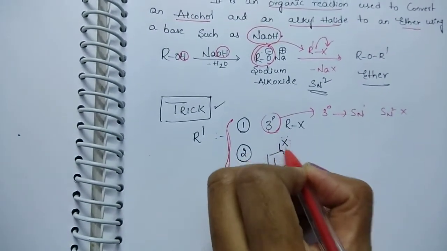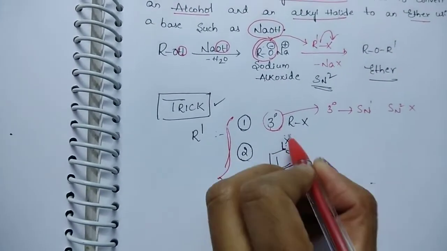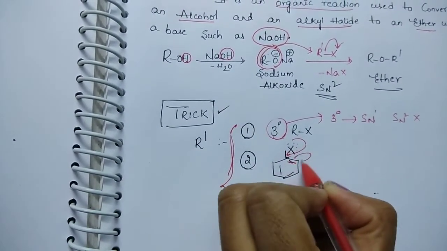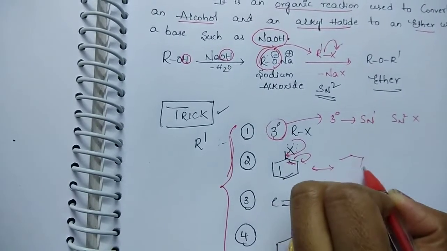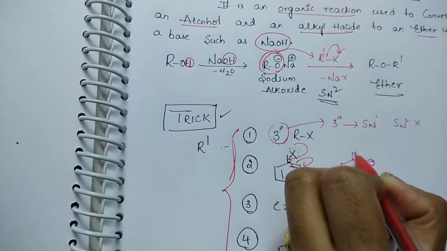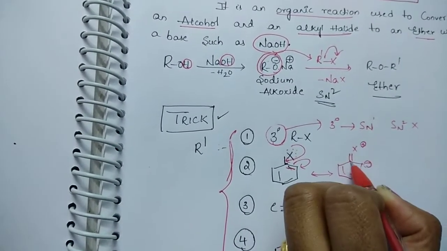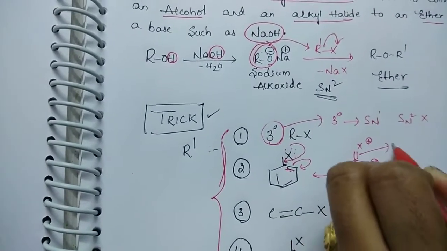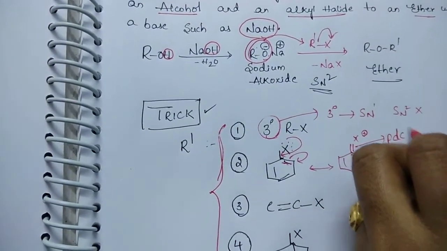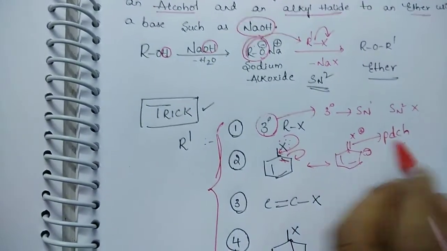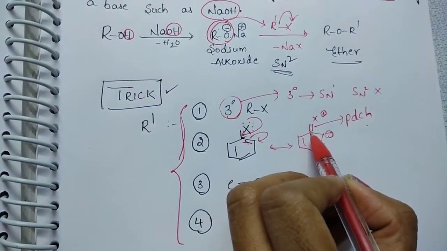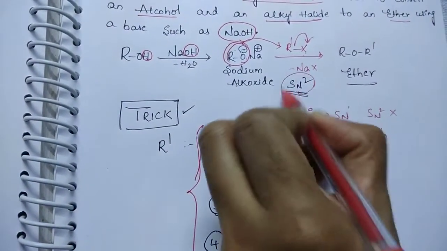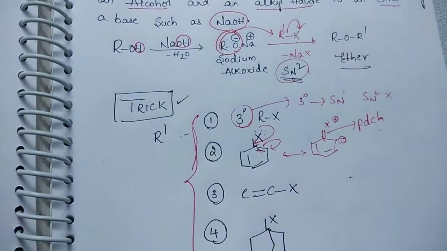See here, in my previous videos I discussed resonance. Lone pair and pi bond are in conjugation here and this lone pair is involved in resonance. Then we get this structure. Means what I want to tell you is that this carbon halogen bond gets partial double bond character due to resonance. Whenever it gets a partial double bond character, it cannot go as a good leaving group. If it can't go as a good leaving group, then the SN2 mechanism is not possible.